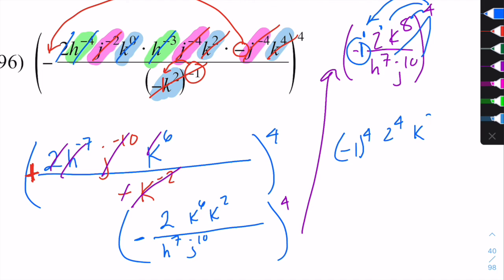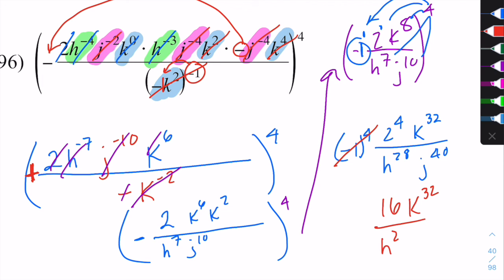2 to the 4th, k to the 32nd over h to the now 28th, and j to the 40th. All right. Get rid of that negative 1 to the 4th because that's just 1. 2 to the 4th is 16. So we'll just turn that into 16 down here. And then I look at all the other variables. They only appear once. So I'll just copy the rest of that down. And this is going to be all complete. No negative exponents. And each variable only appears once.